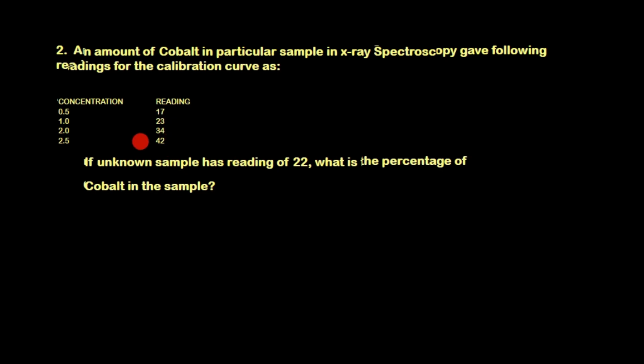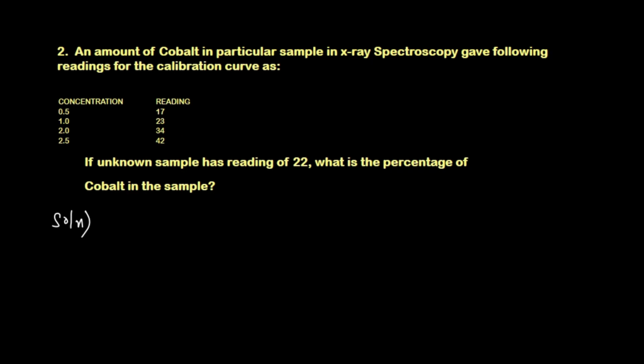With the help of this, you can make your calibration curve as well, but I am not going to make the calibration curve here. I'm only solving this particular problem, right? If a known sample has a reading of 22, what is the percentage of cobalt in the sample? So whatever sample you are having, it is a sample of the alloy, and you have been given the data only for the cobalt, right? And with its reading you can make the calibration curve, and you need to know what is the percentage of the cobalt. So I am going to solve this particular problem.